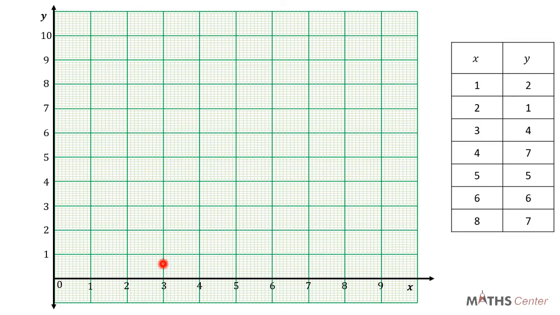The first one is 1, 2. So 1 on the x-axis, 2 on the y-axis. That will be here. We have 2, 1. 2 on the x-axis, 1 on the y-axis. That will be here. We have 3, 4. 3, 4 is here. We have 4, 7. 4, 7 is here. Then we have 5, 5. 5, 5 is here. We have 6, 6. 6, 6 is here. And then the last one is 8, 7. 8 here and 7. So 8, 7 will be here. This is our scatter diagram. Let's move on to the next part of the question.